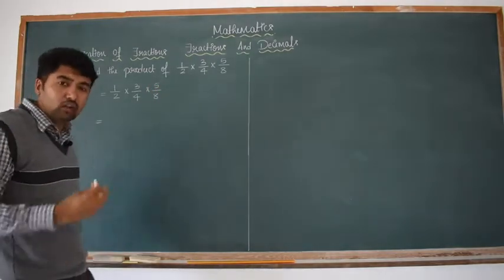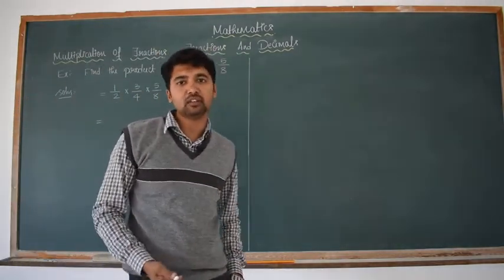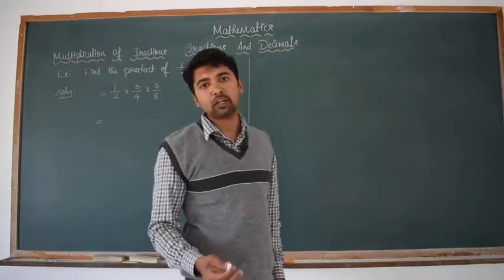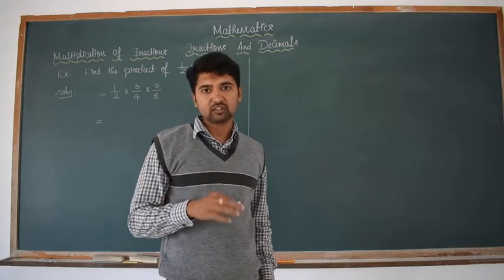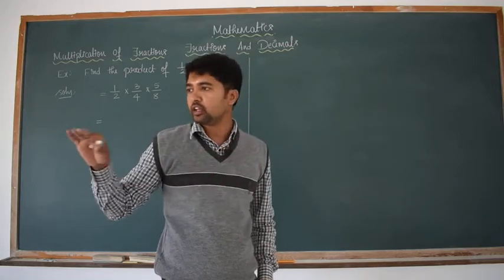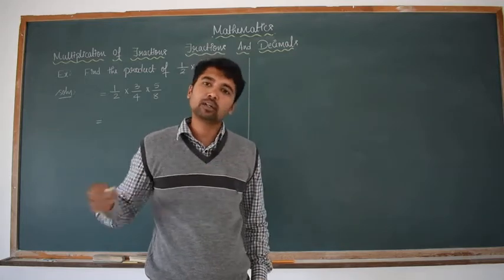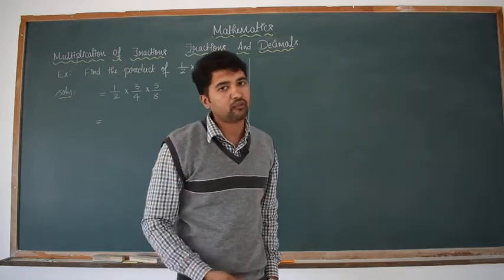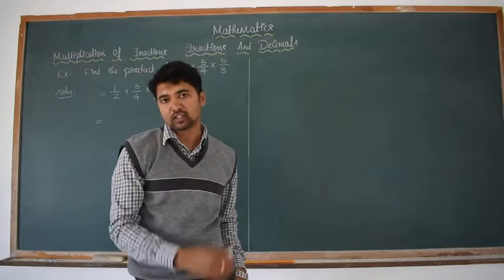So dear students, recall the concept we have discussed in our previous explanation. What did we do? Whenever we need to multiply the fractions, what I said, you need to multiply all the numerators and we need to multiply all the denominators and keep the answer. If the answer is an improper fraction, you can convert that into a mixed fraction. Clear?